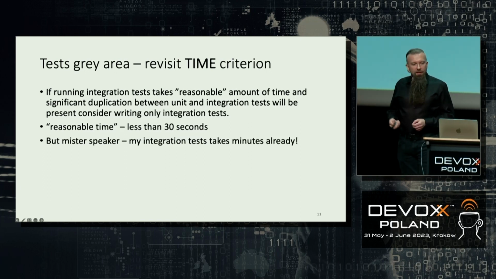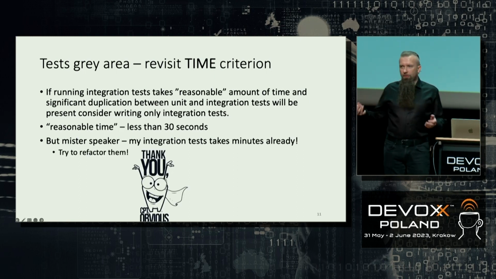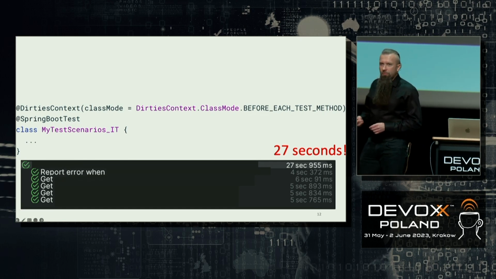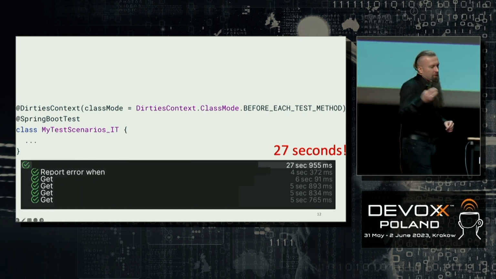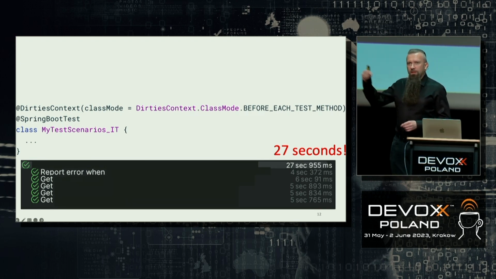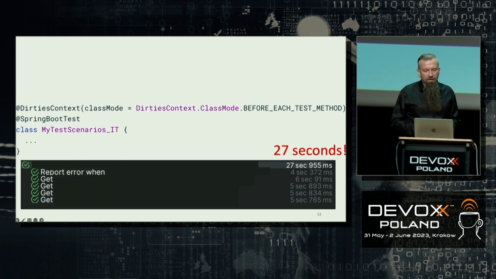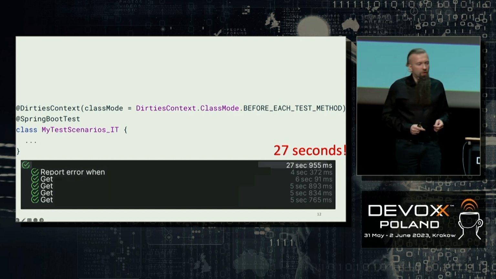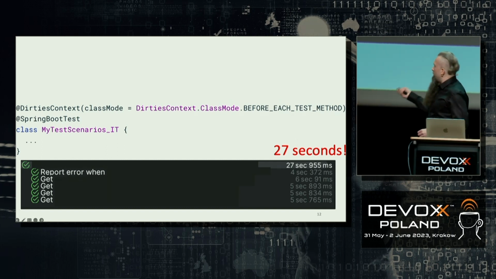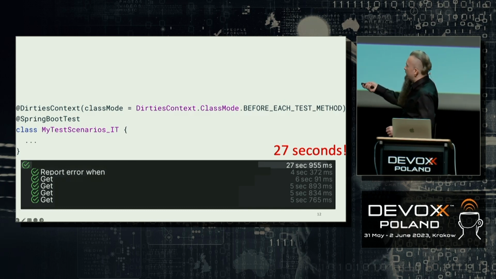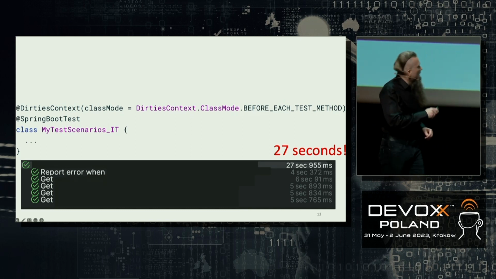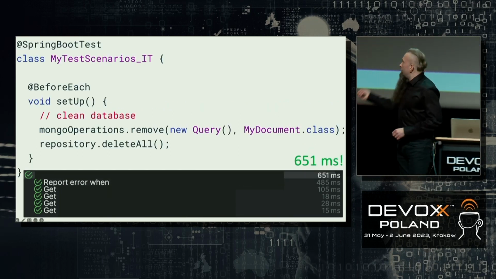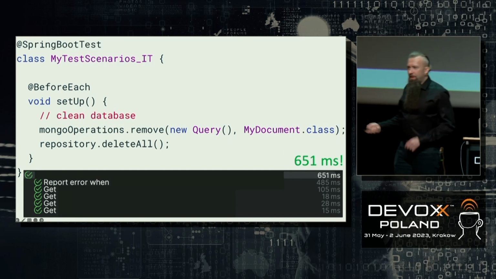But Mr. Speaker, my integration tests already take minutes. Refactor them, of course, yeah? Thank you, Captain Obvious. So let's take a common example I've encountered multiple times in some code bases. If you are using Spring Boot Test, you may just search your code base for the annotation DirtiesContext and see if you have the annotation before each test method. This causes you to reload the Spring Boot context each time. Here is the report of a real-life example of such an integration test. We have like 5 integration tests, which took 27 seconds. So how can we fix that? Use the old school way, just clean the database, for example, in the regular old way.